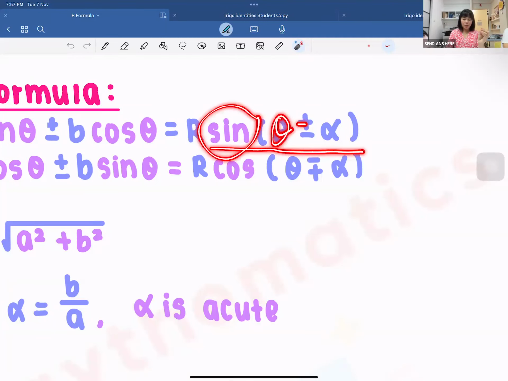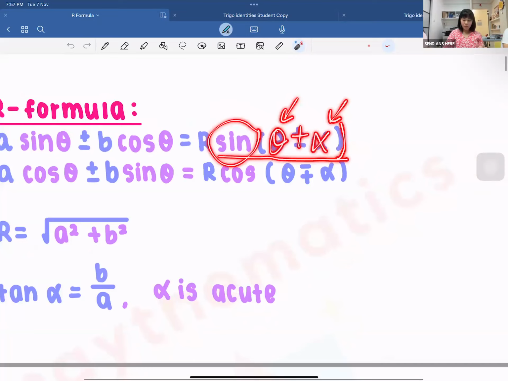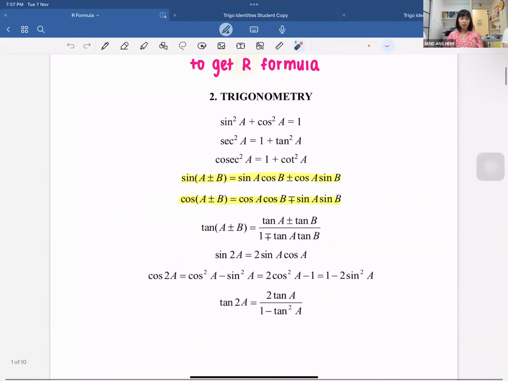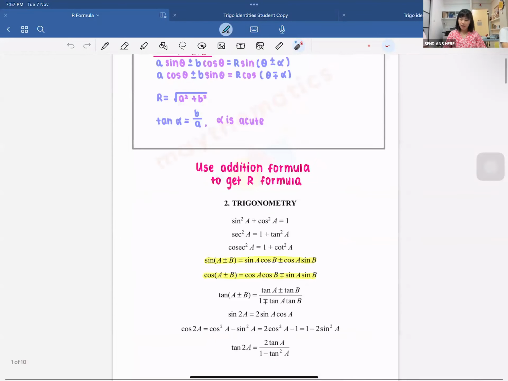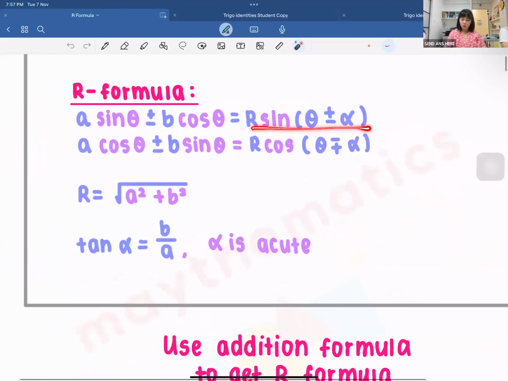Sine theta plus alpha. Can you see there is something plus inside the sine? Make a guess. Which formula can you actually use? Can you see? Is it the highlighted one? Theta plus alpha. See, isn't it this one? It's your addition formula. So your R formula actually is using the addition formula, which later I'll show you guys how I do it. Okay. So this one uses the addition formula.